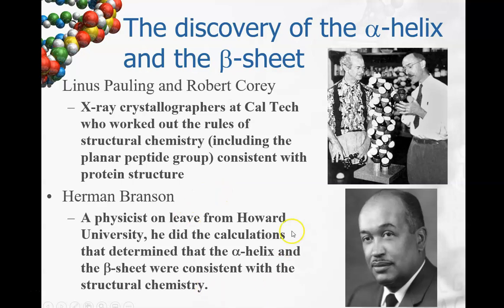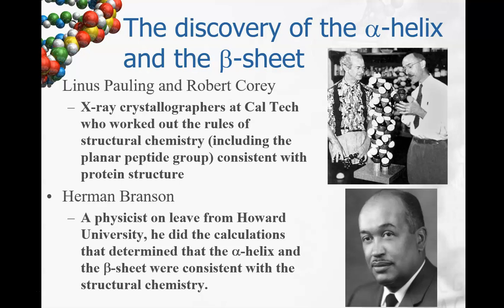Herman Branson doesn't get as much attention, but he played a pivotal role. He was a physicist on leave from Howard University. He was doing a sabbatical at Caltech, and he did the calculations that determined that the alpha helix and the beta sheet were consistent with the structural chemistry.